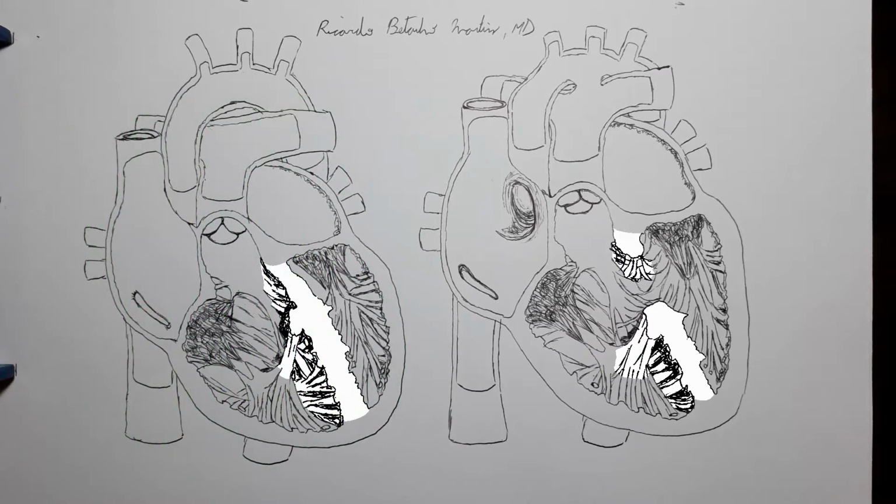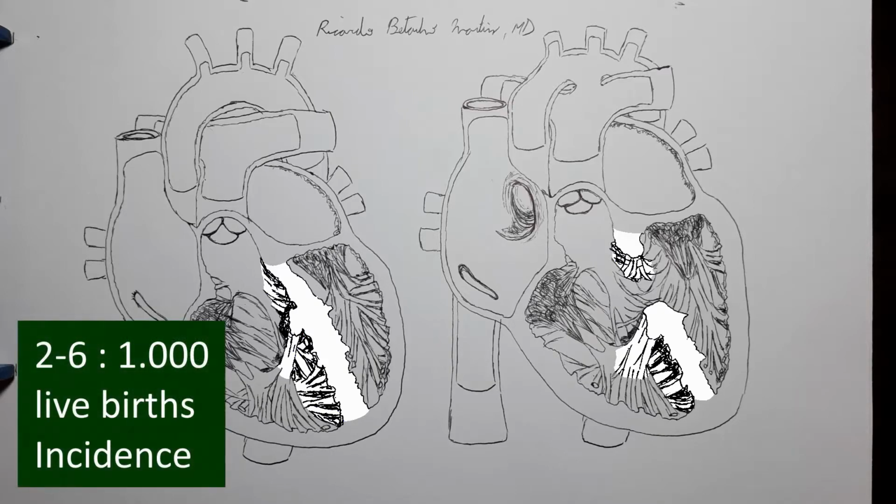The incidence of isolated VSD, that is, ventricular septal defect that's not part of complex cardiac anomalies, such as tetralogy of Fallot, is 2 to 6 per 1,000 live births. The simple fact that I said per 1,000 live births instead of per 100,000 live births shows we are talking about an extremely common condition in the context of pediatric cardiology. VSDs are extremely common for congenital malformations.